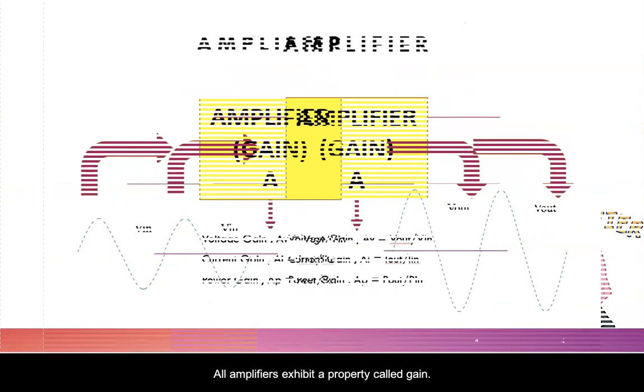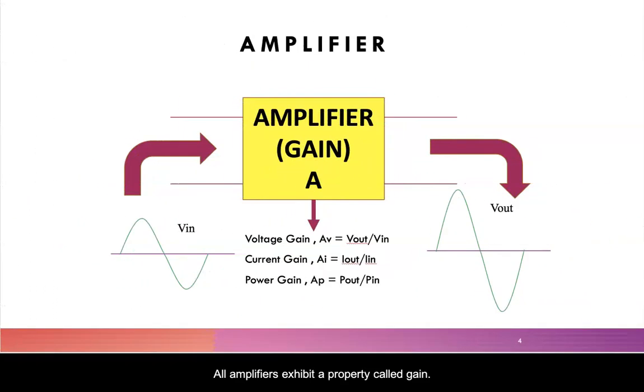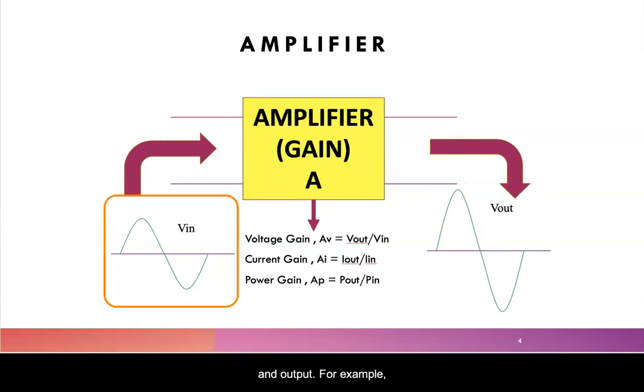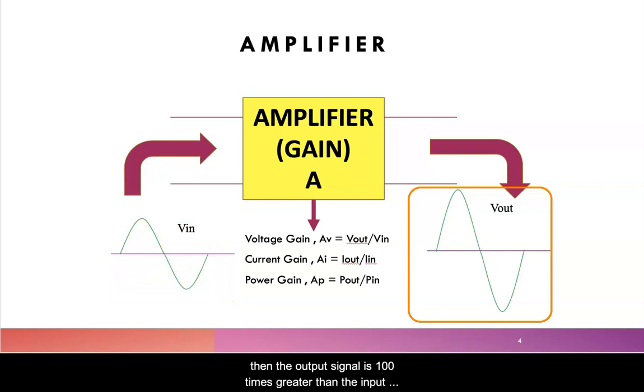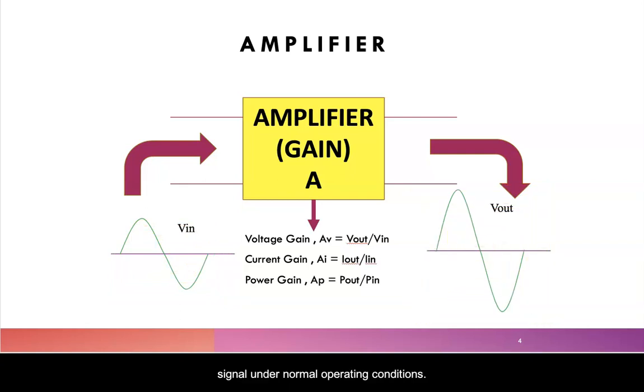All amplifiers exhibit a property called gain. Gain is a multiplier that exists between the circuit's input and output. For example, if the gain of an amplifier is 100, then the output signal is 100 times greater than the input signal under normal operating conditions. Gain is usually represented using the capital letter A.